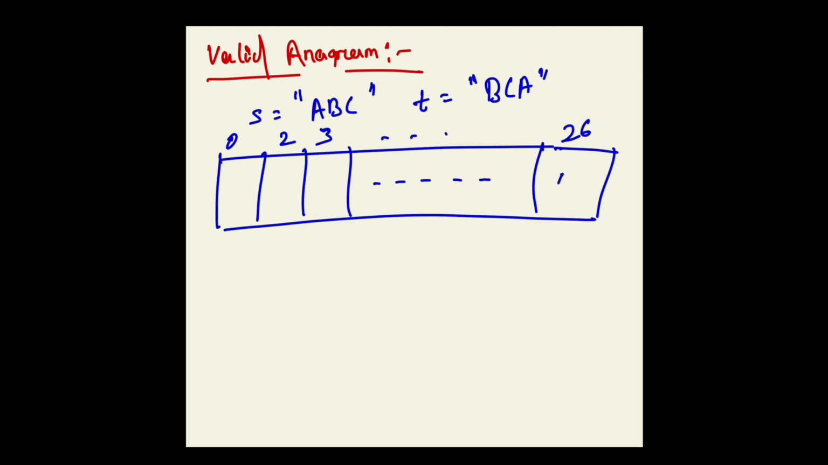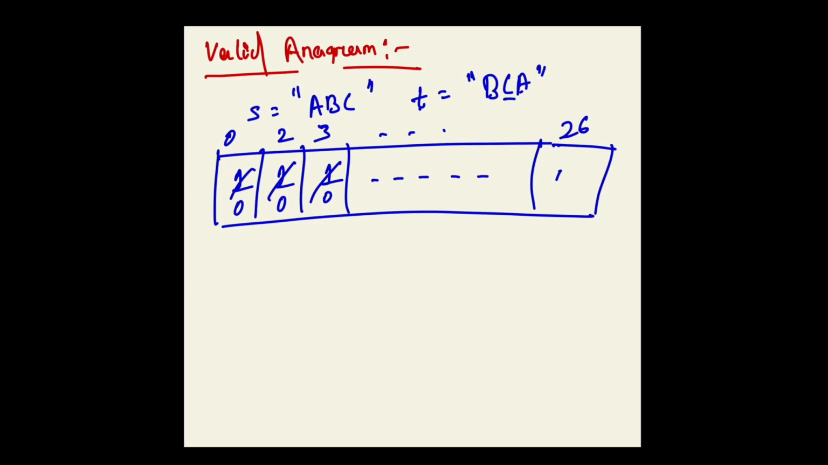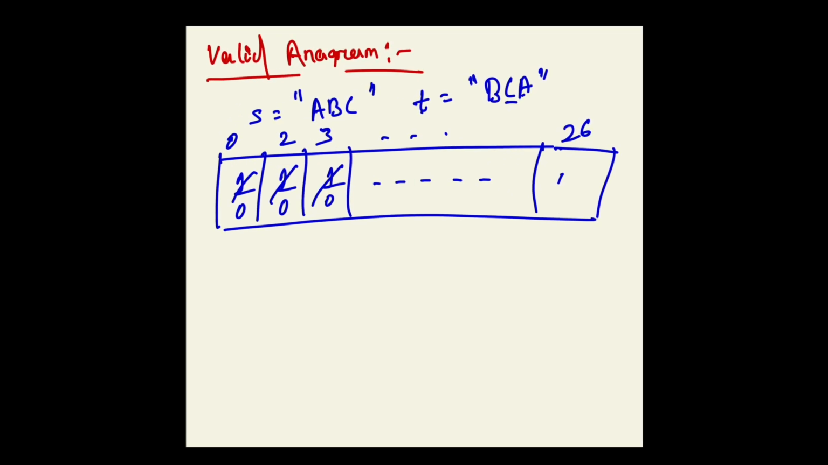So let's say a position is 0, so we'll keep the count as 1. b is 1, c is 1. In the same way we'll go to t, and we will decrease them. b is 1, we'll make it 0. c we'll make 0. Then we'll go to a and make it 0. So if all the characters in this array are 0, then it is an anagram, else it is not. We'll see in the coding how it is working.